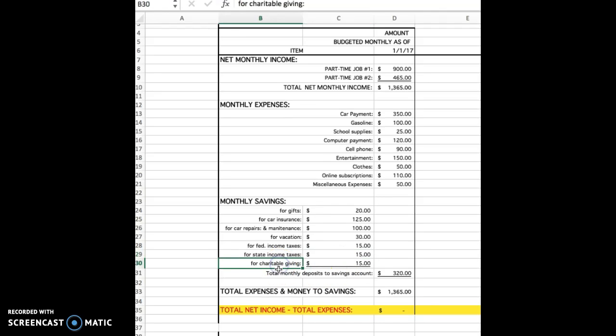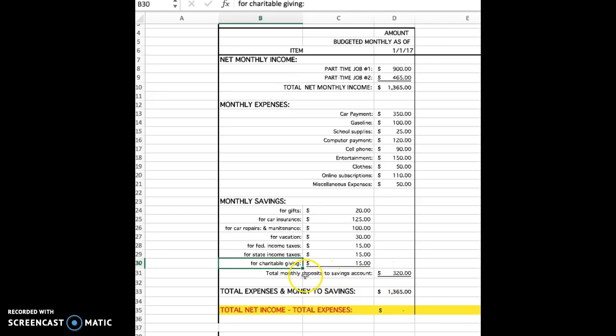And finally, charitable giving. Something you should consider even now, even if you have just a part-time job. It's a good habit to get into giving back to your community, to your church, to your high school, for that matter, to any charitable organization, because it's certainly the right thing to do. This person decides that he or she can put aside in savings $15 a month, and then later in the year there'll be some money available to make a donation to charity.